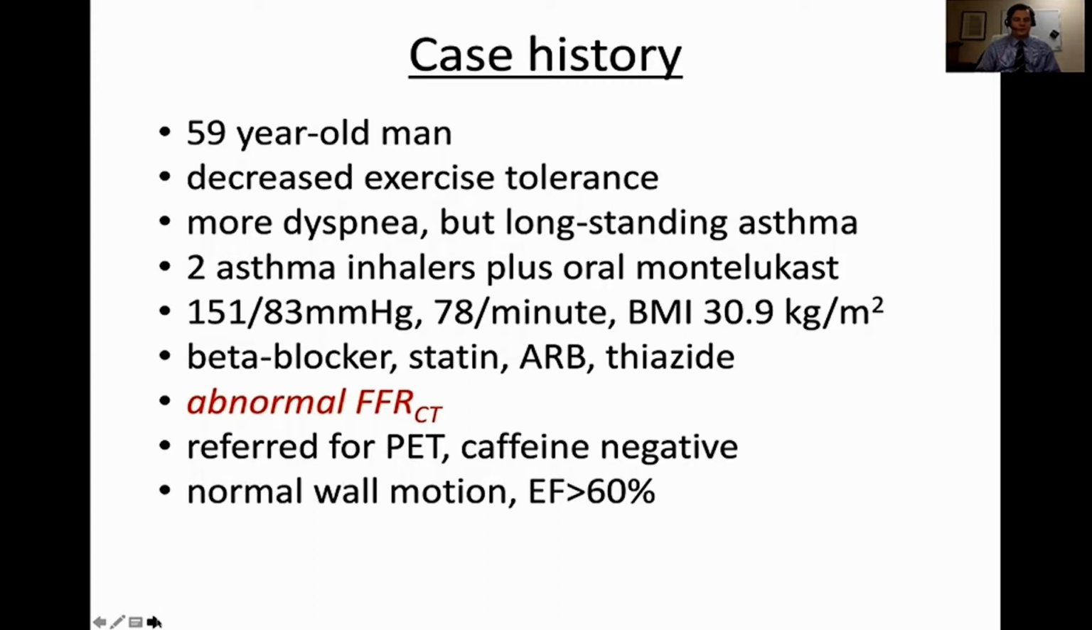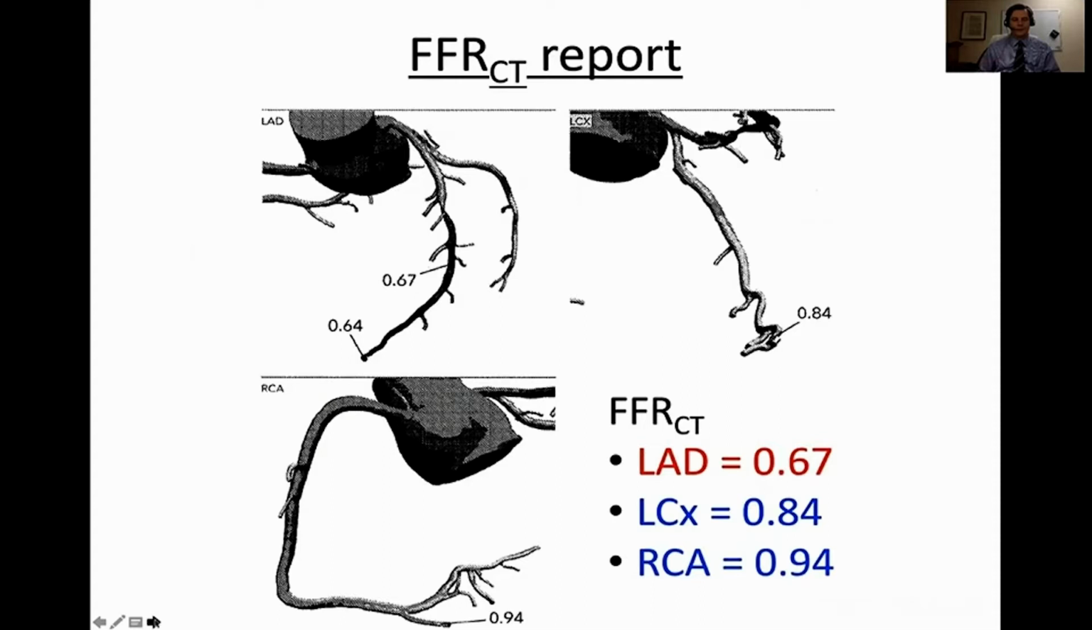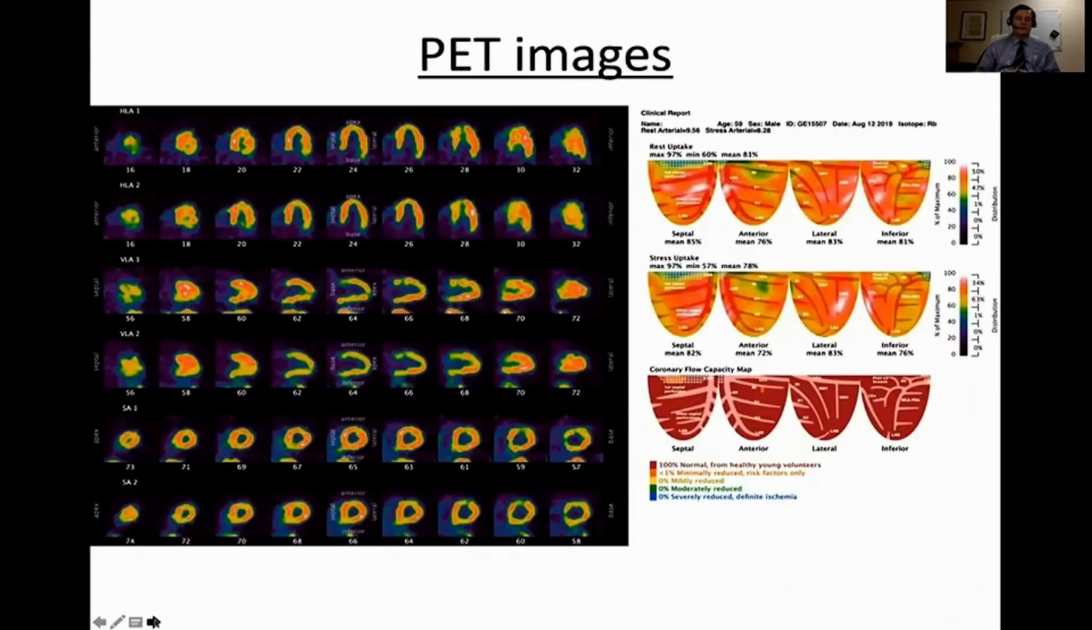On the typical medications, you can see for risk factor management, and had an abnormal FFRct scan, and so was referred for a PET study. Caffeine on the day of the study was negative, and wall motion and ejection fraction were normal. This is the FFRct report that he brought in. You can see the layout here. It focuses on each of the three major epicardial arteries. The FFRct in the circumflex and RCA was reasonable, but the FFR down by the apex of the LAD was 0.67. And so here are our PET images.